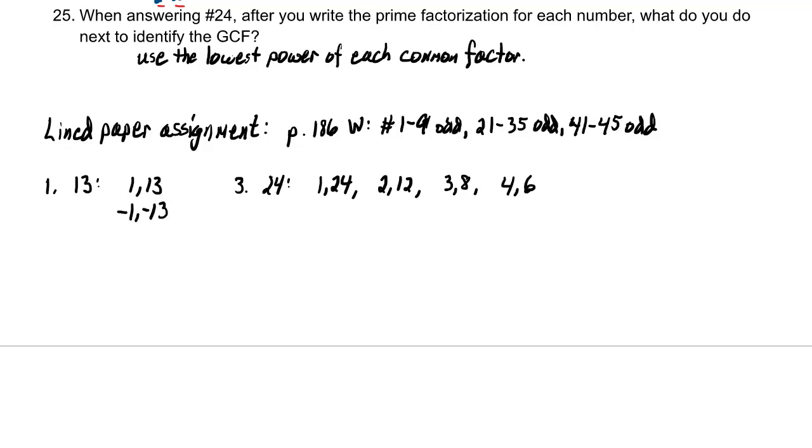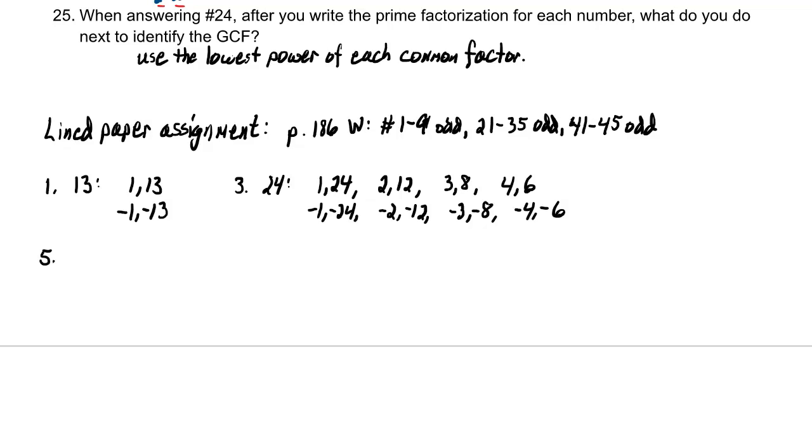Now, if those positive number pairs make positive 24, then the negative counterparts will also multiply to make positive 24. So negative 1 and negative 24. Negative 2 and negative 12. Negative 3 and negative 8. And negative 4 and negative 6. This list of 16 integers are all of the integer factors of 24.